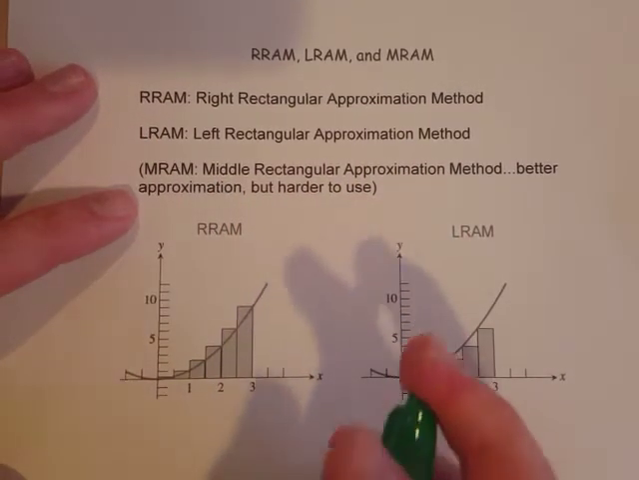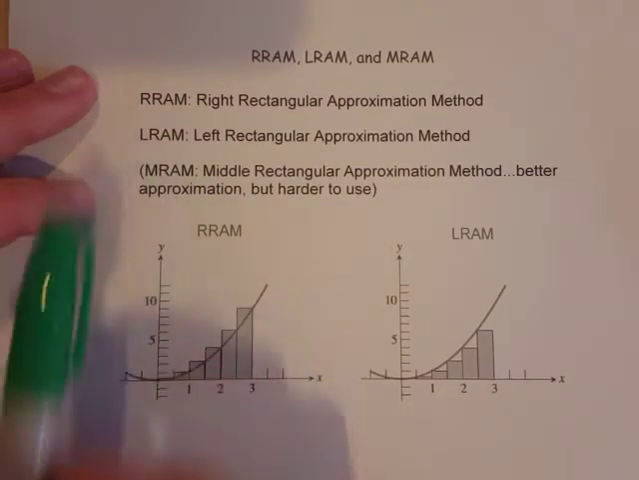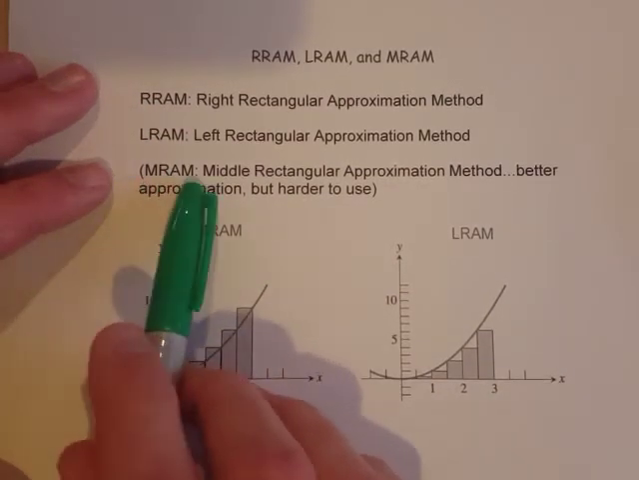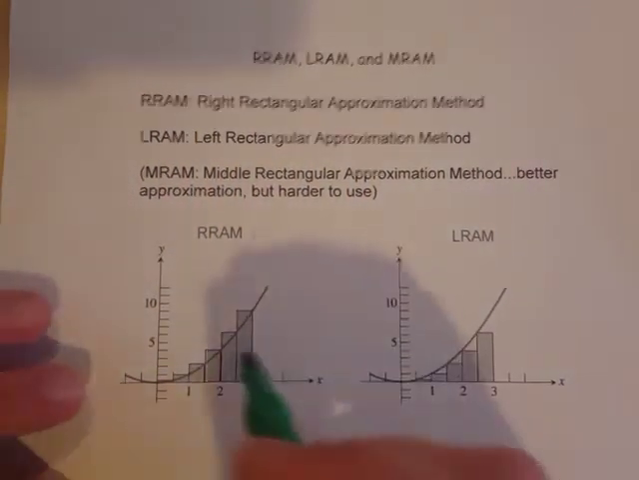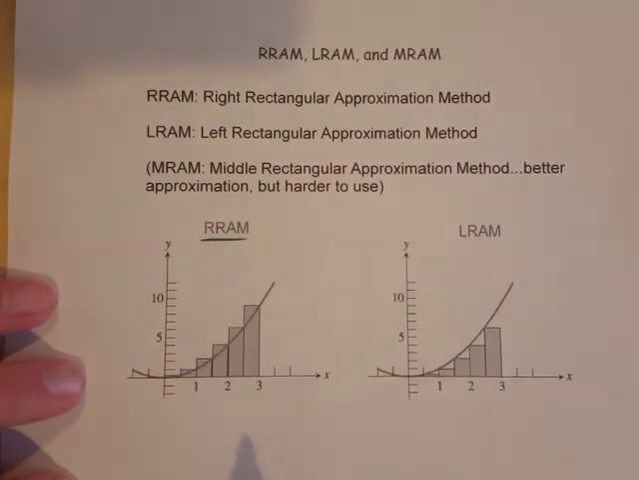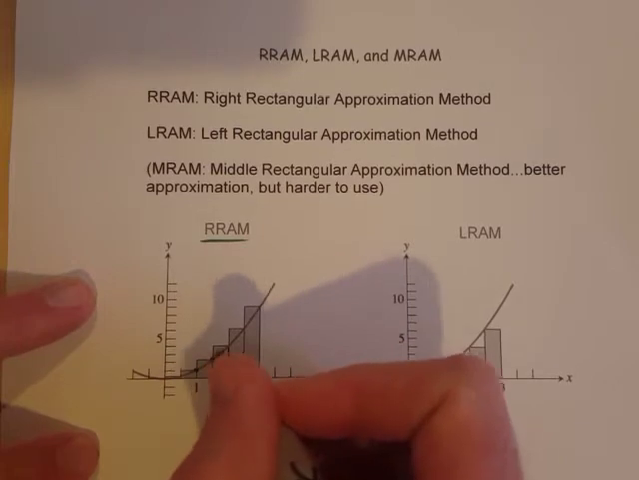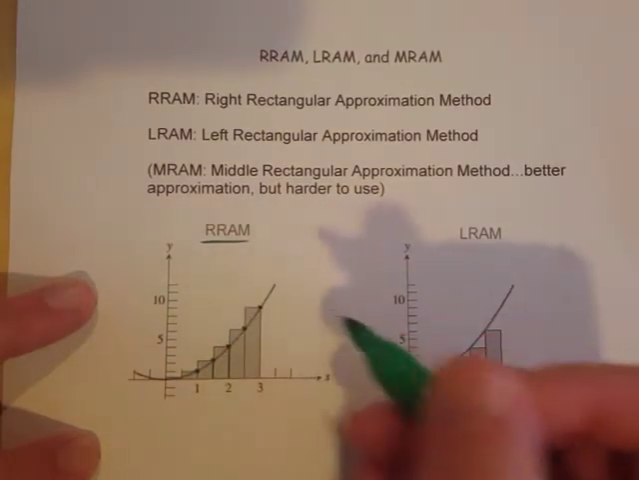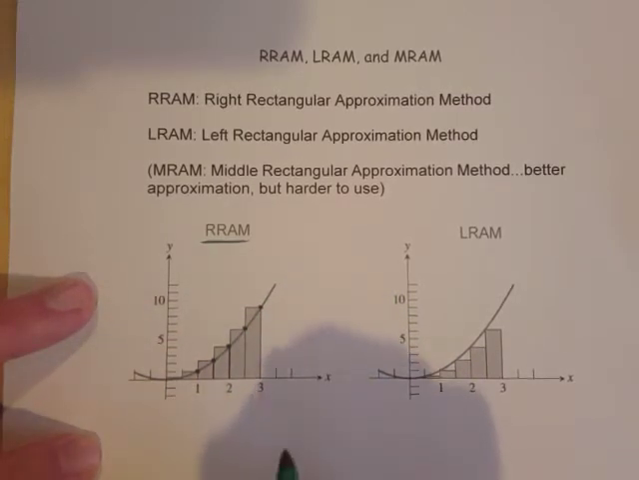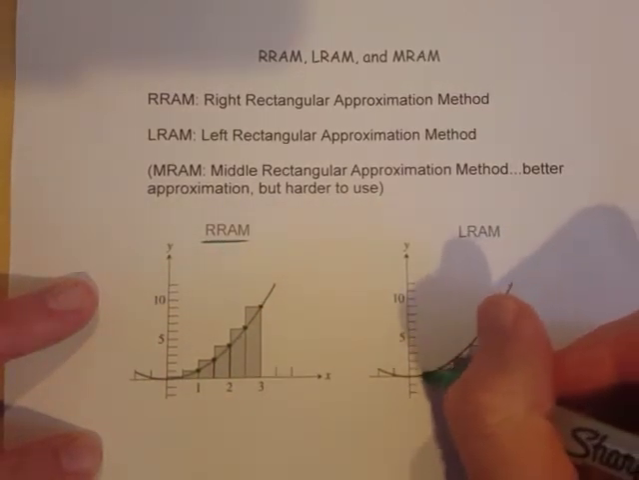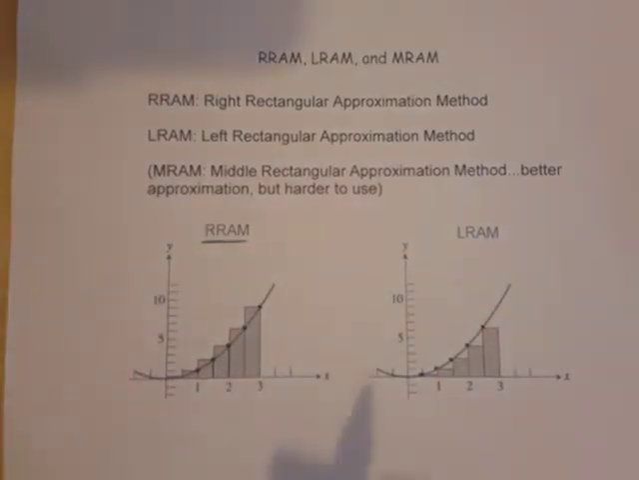We have a couple of different methods of approximating. RRAM and LRAM are going to be our two main ones, and then there's an MRAM, but RRAM is right rectangular approximation method. If you'll see this picture down here, this is RRAM, and basically you make a little rectangle and the right corner of the rectangle touches the function at each right edge of that rectangle. LRAM is just the opposite, where the rectangle goes up and contacts on the left side.